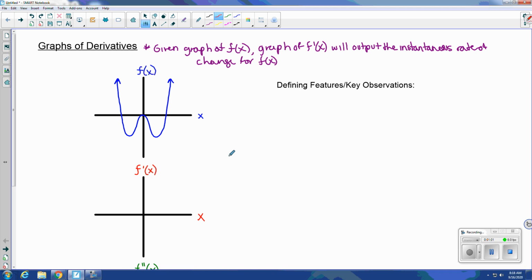And where people typically start, and it's a good idea to start in these places, are wherever we have maxes and mins on our f of x. And the reason why is because at maxes and mins, we have horizontal tangents. Okay, so if I look at f of x, I can pinpoint two minimums and a maximum. That maximum should actually be on the origin in this case, so let's be a little more precise.